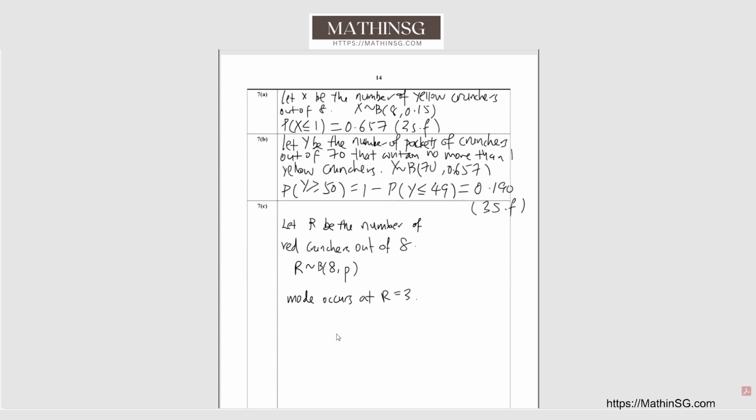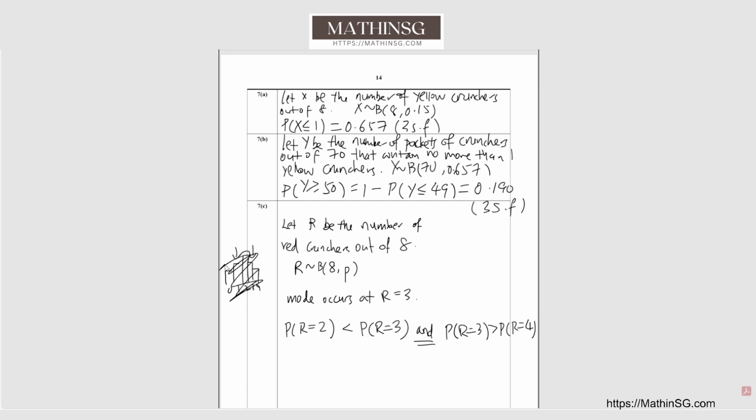If the mode occurs at r equals 3, what does it mean? Well, it means that P(R=2) is less than P(R=3), and P(R=3) is greater than P(R=4). Because the binomial distribution looks something like that, maybe like 0, 1, 2, 3, 4. If the mode is 2, that means the probabilities of the values one less and one more than it will be less than it.